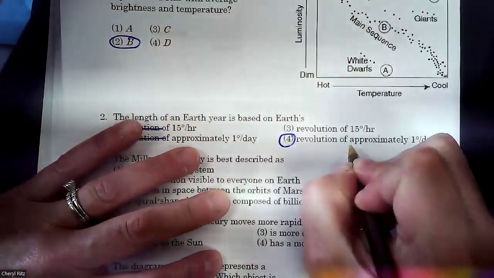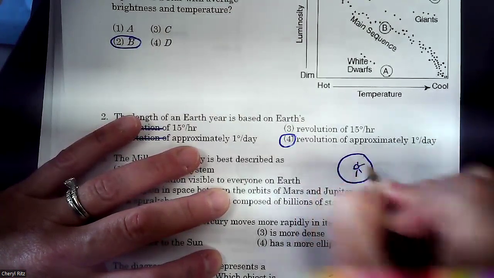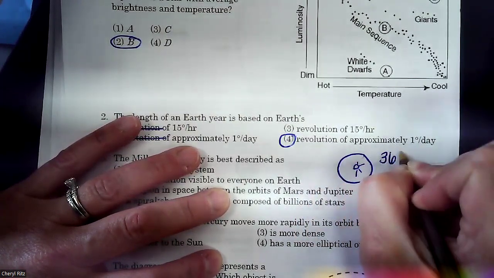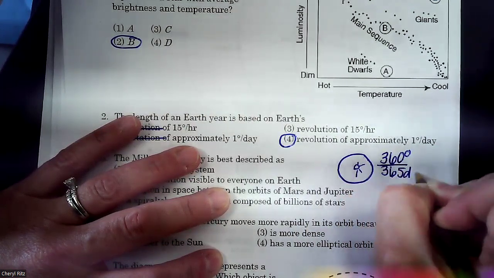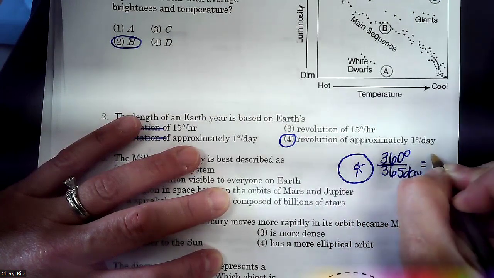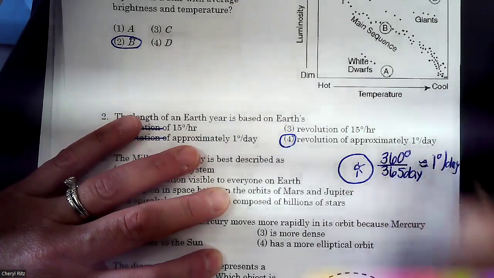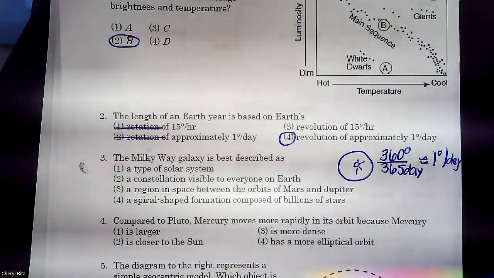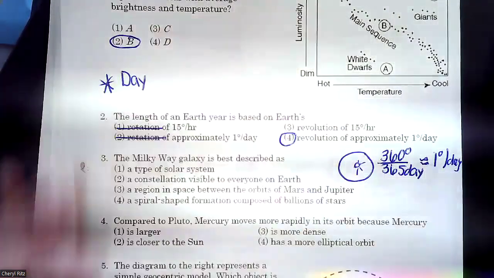Where does that come from? Remember, our trip around the sun is about 360 degrees, which takes about 365 days. And when you do the math, this comes out to about 1 degree per day. Now, where did the 15 degrees per hour come from? That's a singular day. That might be something you want to remember, that a day is a day.